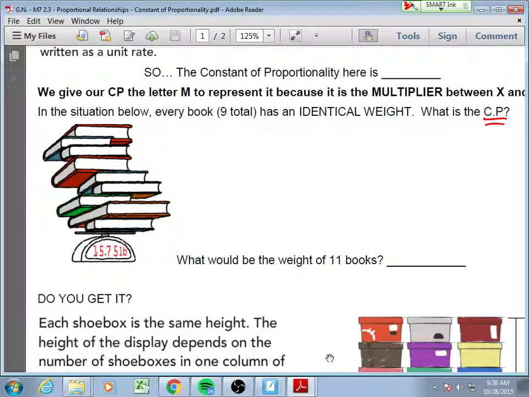I'll give you guys a hint. The constant of proportionality here is going to be the weight divided by the number per book. Exactly.